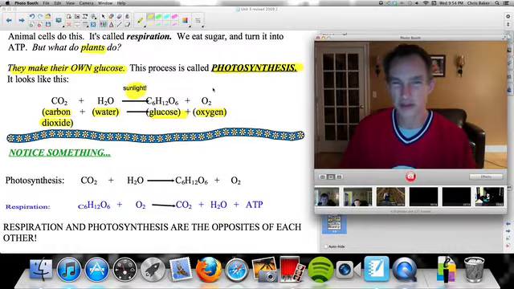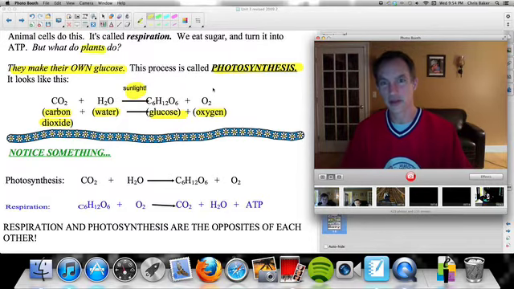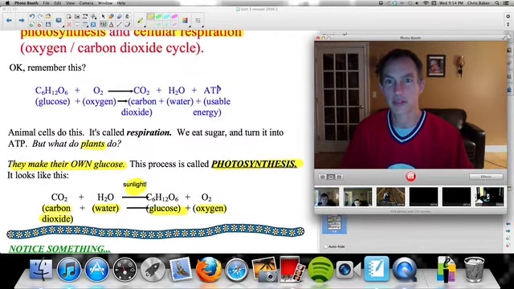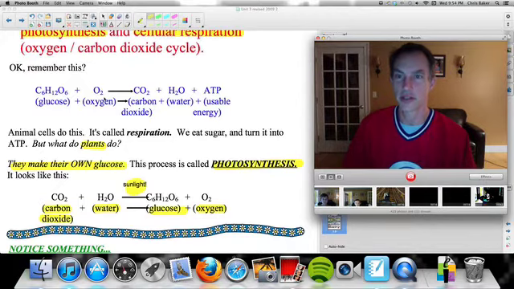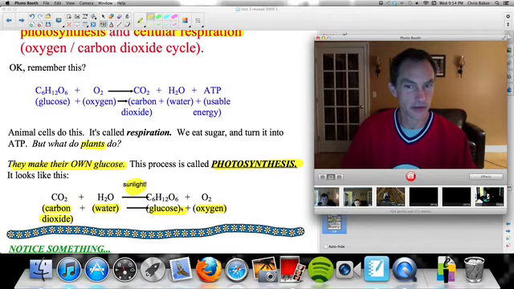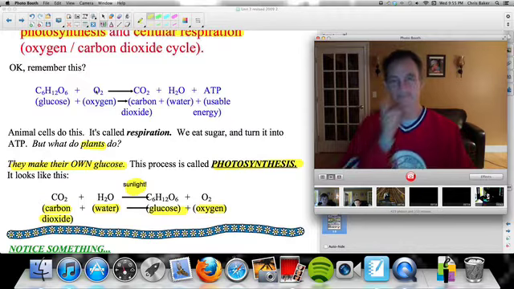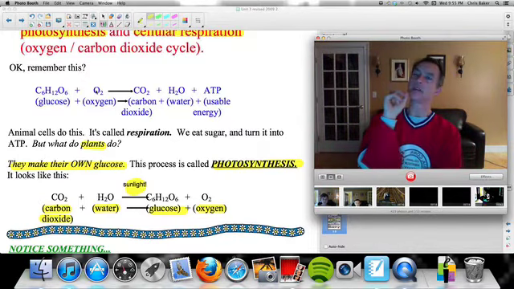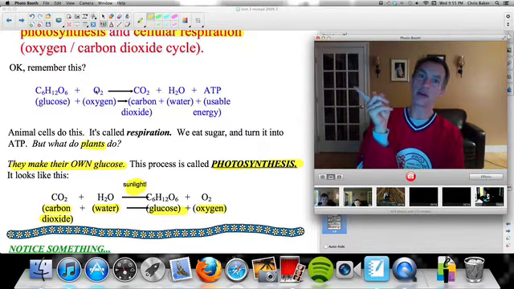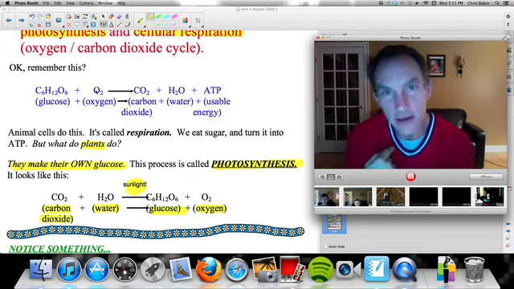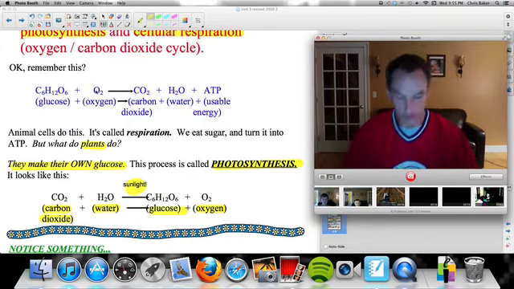Now this may look a little familiar. If we just come up a little bit to here, we notice that we use glucose and oxygen to make ATP. Plants make glucose and oxygen down here, and we use glucose and oxygen. That means that they make what we need. Yes, they make what we need.